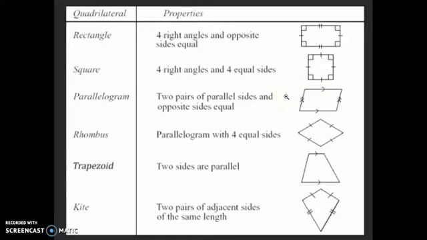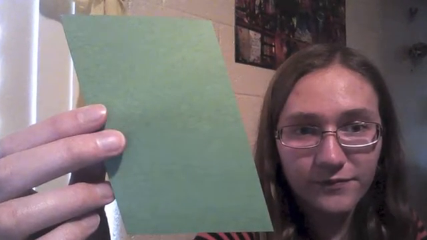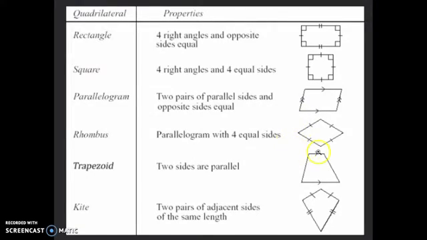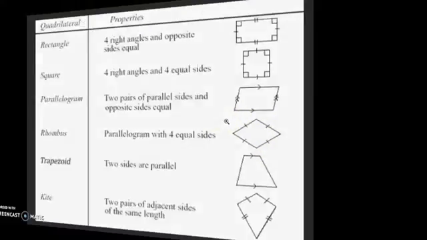To be a parallelogram, the shape must have two sets of parallel sides that are opposite each other. So the opposite sides must be of equal length, and if the lines went on forever, they would never cross because they are straight and going in the same direction. That is what it means to be parallel. A rhombus is a parallelogram, but all four sides have to be the same length.